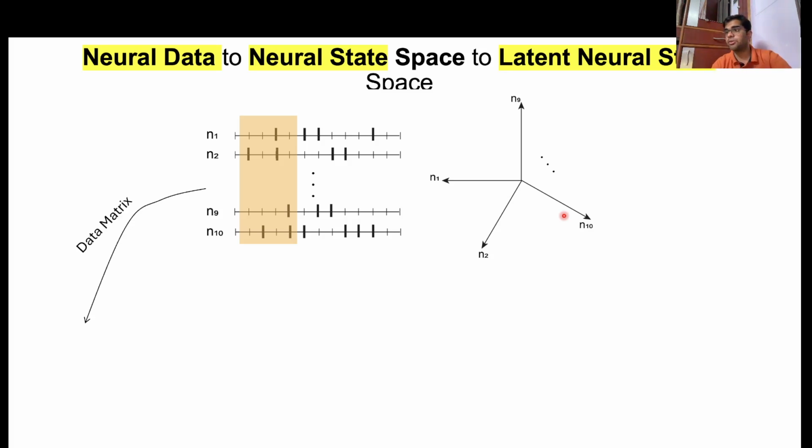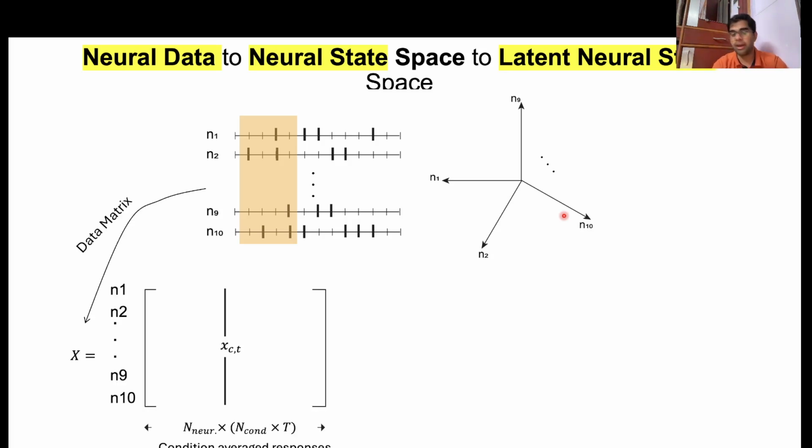But from this neural recording itself, you can get a data matrix. It's nothing but putting each neuron's responses, like 1 and 0 in this case, or if it is continuous data, you construct some histogram and put those values here. So that gives a data matrix.